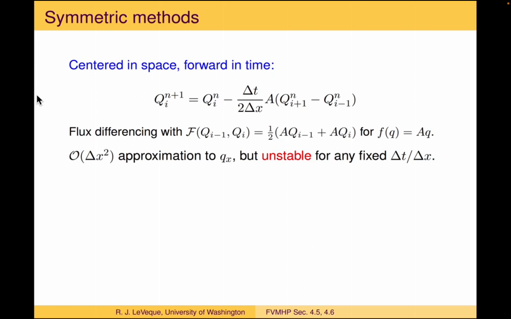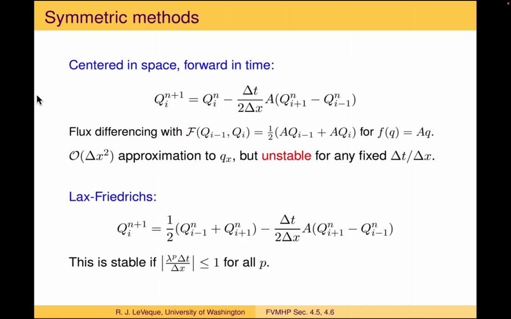If you try to use this method and you fix delta t over delta x, or you fix the Courant number and you refine the grid, then even though it's an order delta x squared approximation to the derivative that's being used, which seems better than an Upwind method, for example, it turns out it's unstable and it doesn't converge unless you let delta t go to 0 faster than delta x.